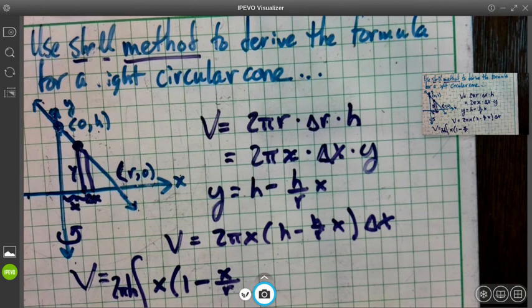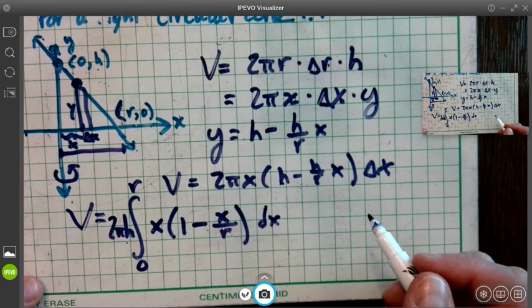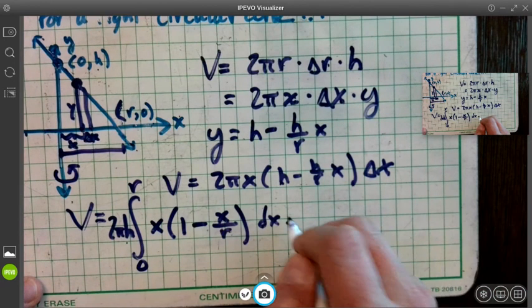Okay? So let's see. If I pull the h out, that's a 1, and this is 1 over r times x, so x over r. I have the x. Yeah, we're good. Now, where to where? Well, we're going in the x direction, so the domain is from 0 to r. So the constraints on my integral are 0 to r. Ready? Now we're going to do the world's pretty much easiest integral.